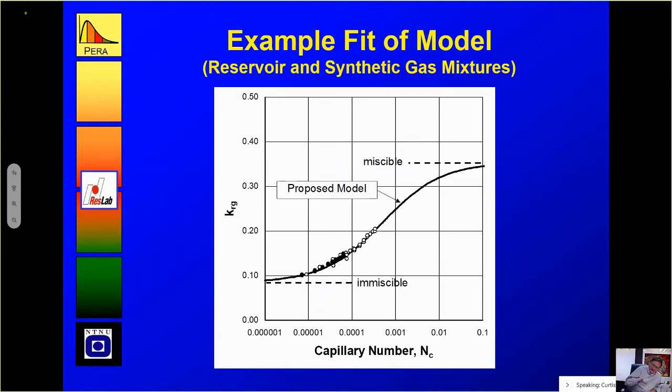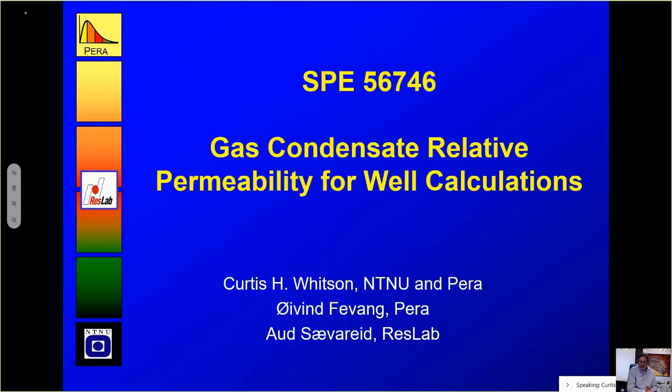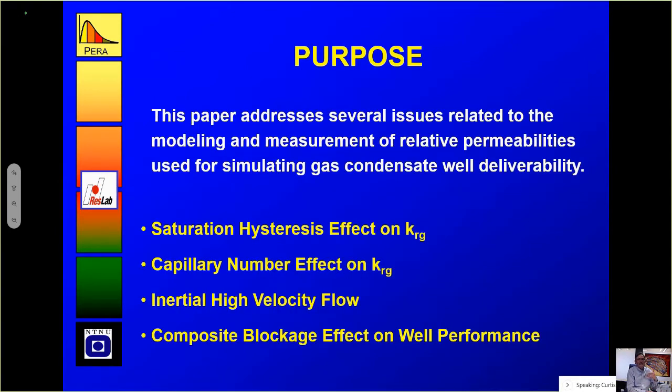Okay, so let's finish going through this, and then with the last session, we'll actually do what we'd intended on doing. I just want to make it through this because it not only talks about the rel perm part of it, but it says what's the impact on the performance. So the papers are trying to address issues related to the modeling and the measurement of relative permeabilities, specifically for simulating gas condensate well deliverability.